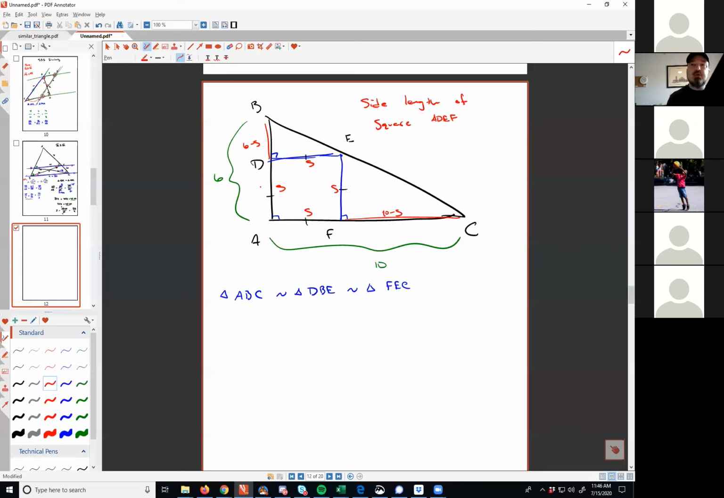And we want to pick two triangles to compare them. So which two triangles should we pick out of these three? We could write down all the different ratios. Which one of these triangles has the best information to make use of? I think triangle FEC. FEC? We can use triangle FEC, but that's not the one that's most important to us.